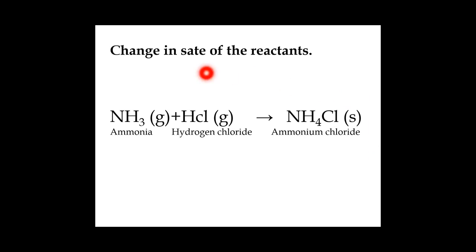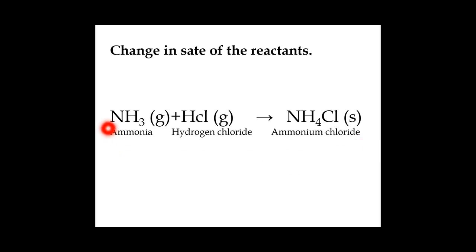Next, we are going to discuss change in state of the reactant. This is the chemical equation for formation of ammonium chloride. This is the formula of ammonium chloride, NH4Cl, which is in a solid form. Ammonia and hydrogen chloride react to form ammonium chloride. Ammonia and hydrogen chloride both are reactants. Ammonium chloride is a product in this chemical reaction.